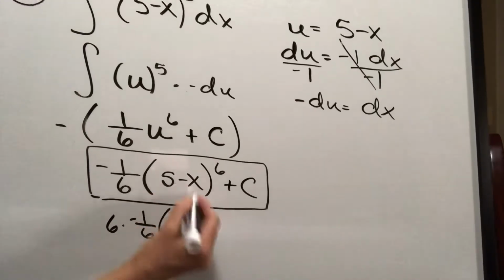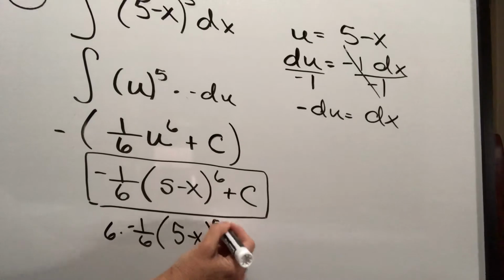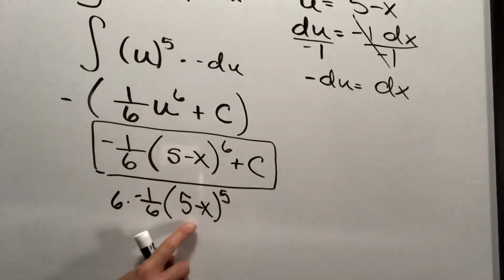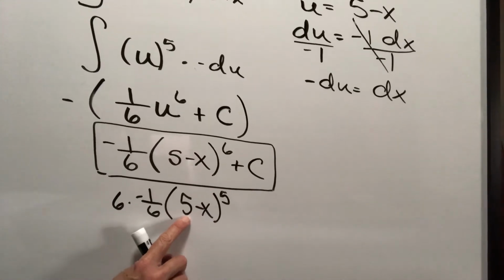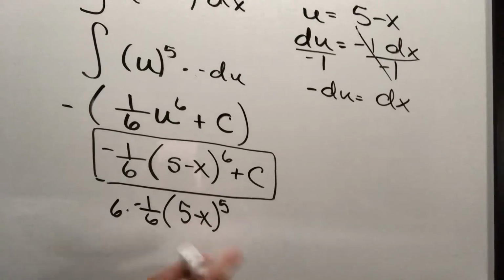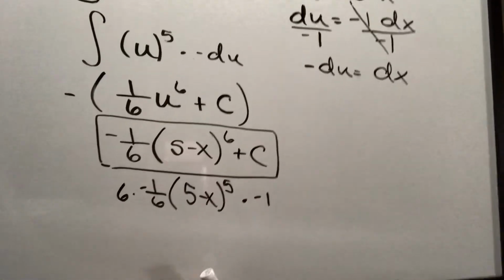You would keep the inside part the same. The power would be 1 less, so that would be 5. And then you have to take the derivative of the inside. So the derivative of 5 would be 0, and the derivative of negative x would be -1. So you would be multiplying by -1.